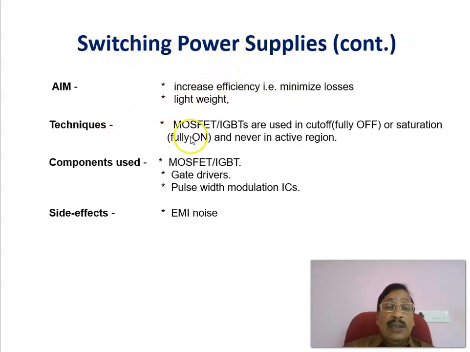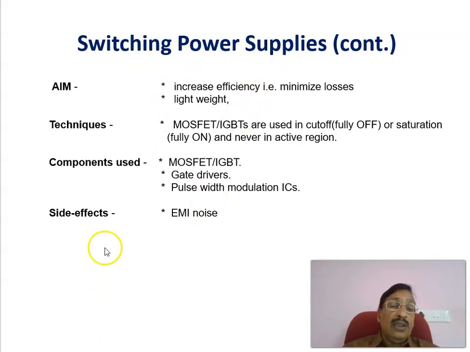We are using switches like MOSFETs or IGBTs, which will be either on or off. It is either switching on or switching off, and the side effect is the electromagnetic interference. For the components, the switching device will be a MOSFET or IGBT, a gate driving circuit is required, and different pulse width modulation techniques are used in switch mode power supplies.